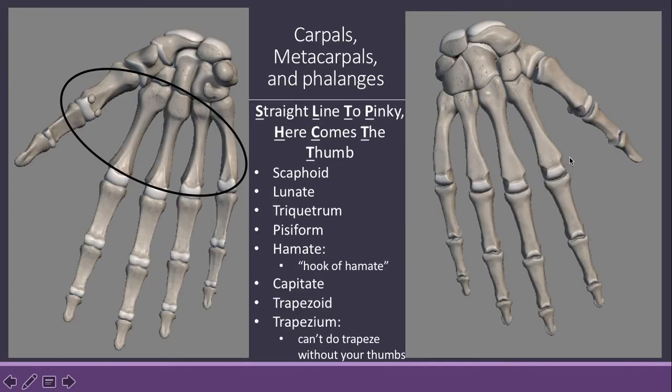So carpals, metacarpals, and phalanges. For carpals, there's lots of mnemonics out there. This is just one I found on the internet that I liked. Straight line to pinky, here comes the thumb.